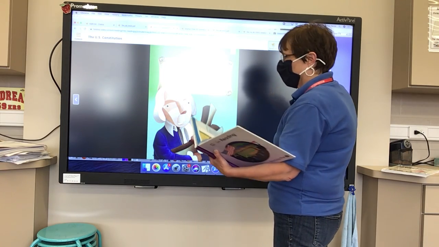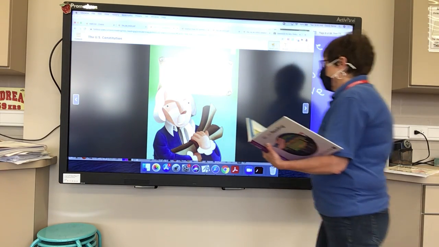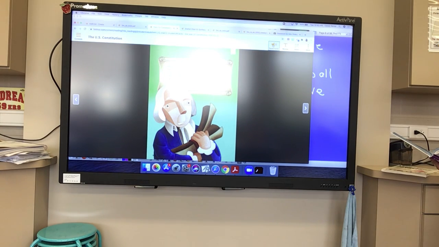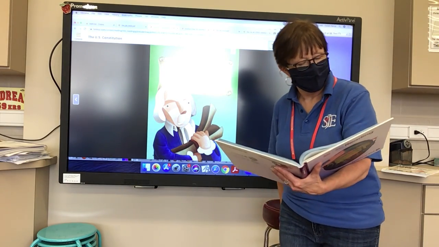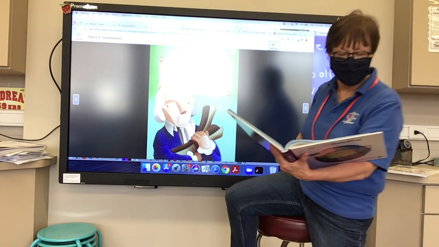My name is James Madison. I was the 4th President of the United States. I also played a big part in making a set of rules for the country. These rules are known as the Constitution. Let me tell you the story.